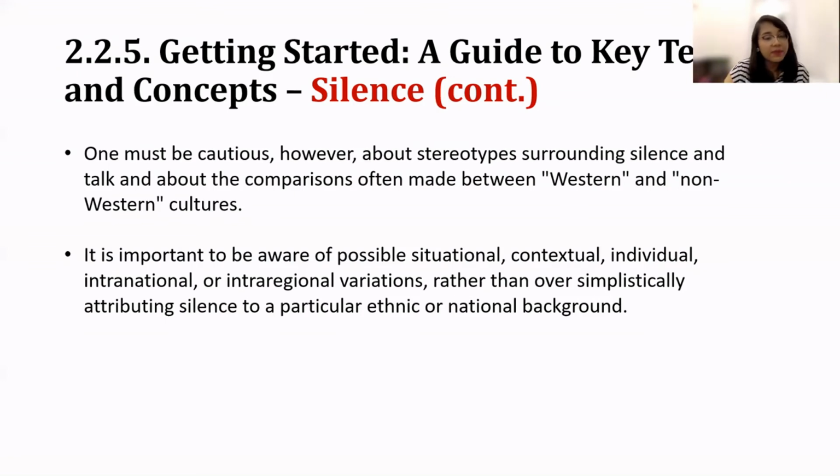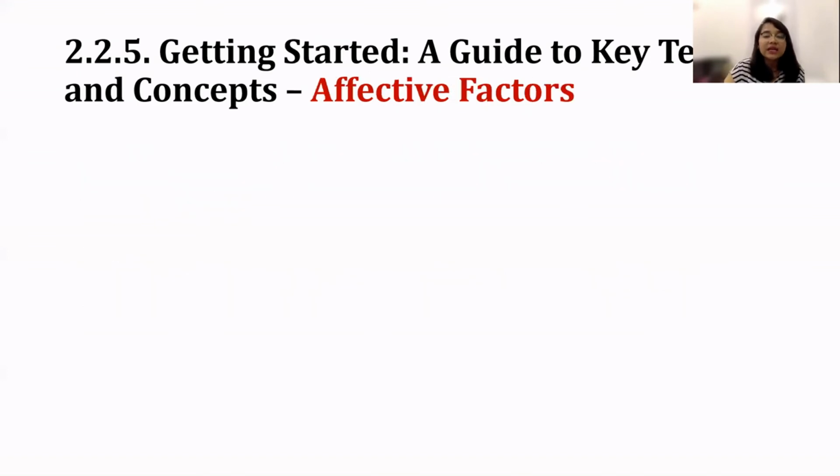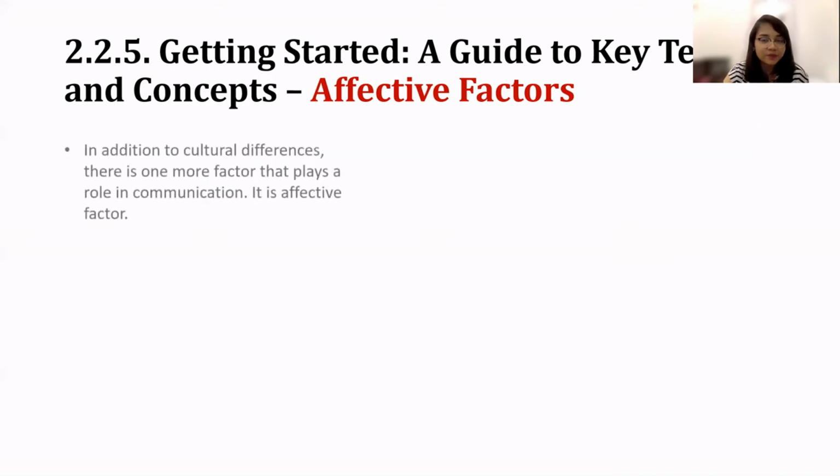Okay, so that's the fifth factor that we need to be aware of, which is silence. And the last one is actually a different factor. Previously, it was about factors related to cultures, but this one is not related to cultures. Let's find out. It's about affective factors. What is it? Like I said, it is an additional factor, but it's not related to culture.